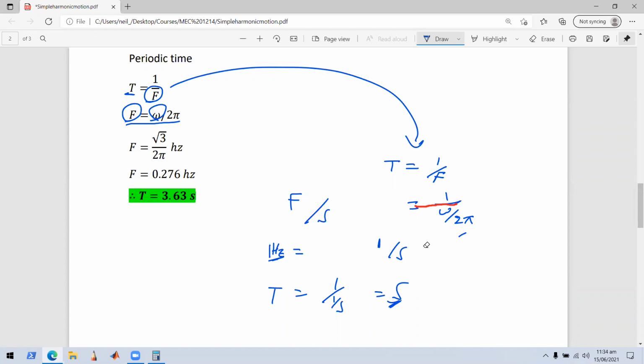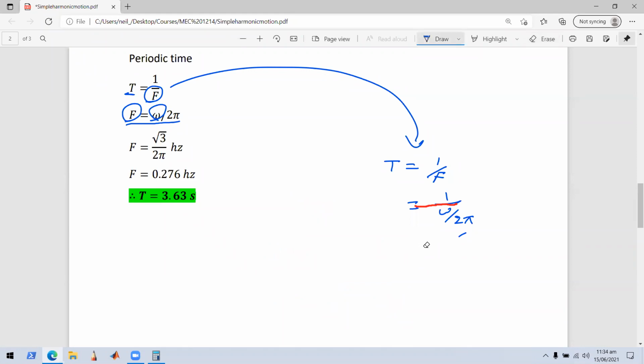Now that brings me to another. So what happens when we're moving from angular velocity to hertz? How do we move from meter per second to hertz? Angular velocity? No, so this isn't okay. That's a good point.